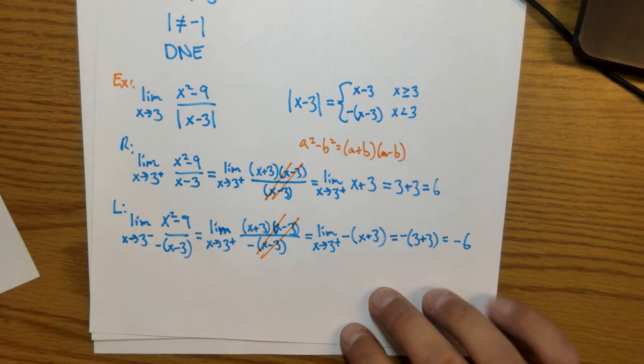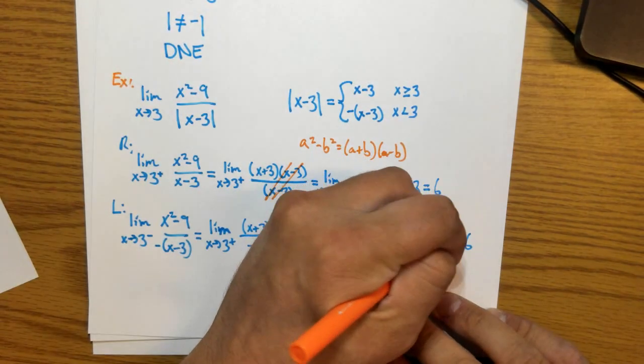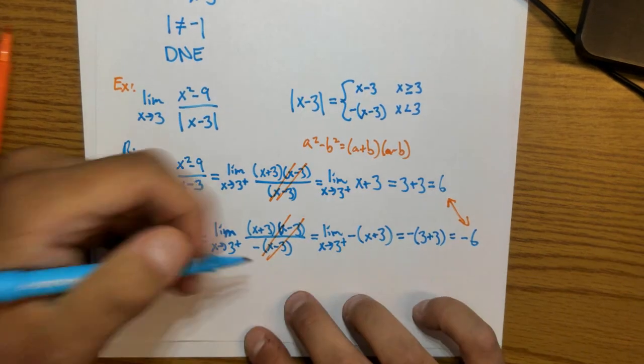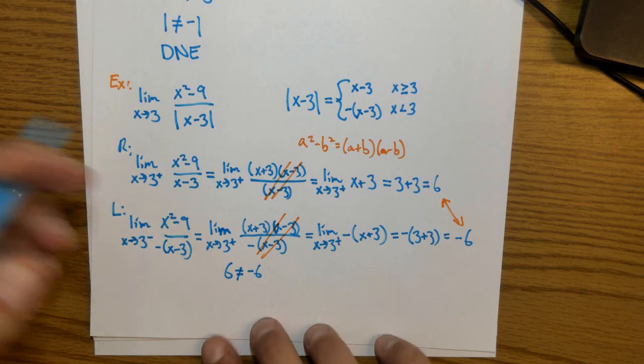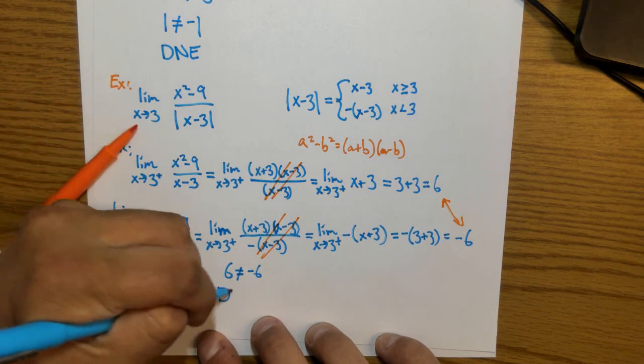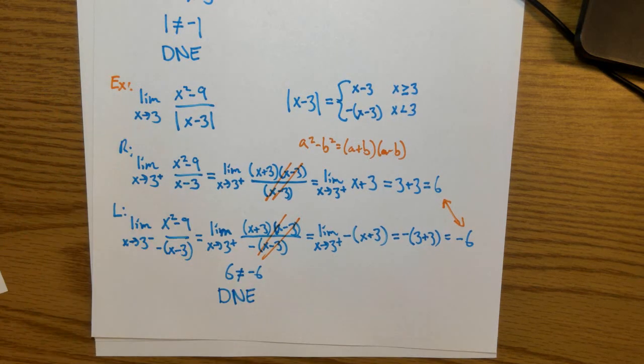Now, these do not agree with each other, right? 6 does not equal negative 6. So therefore, the limit does not exist.